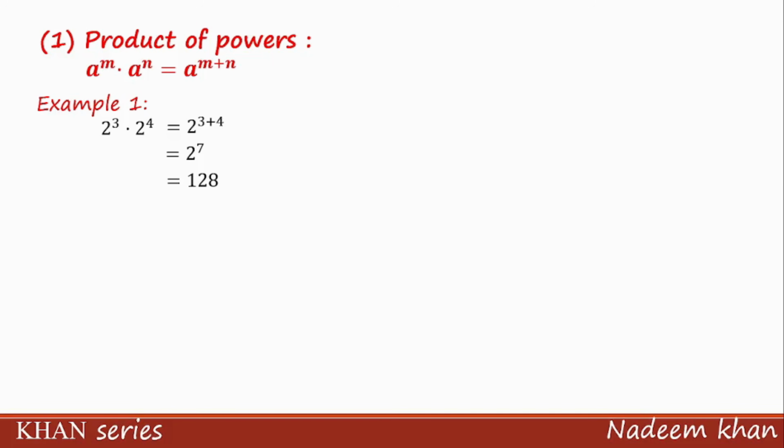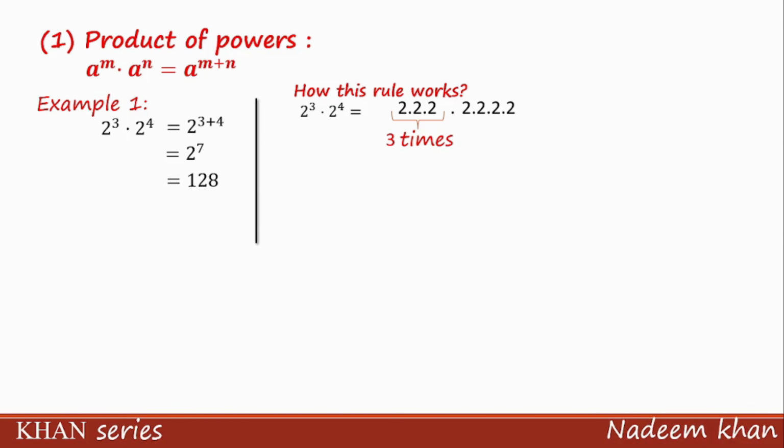लेकिन सवाल ये है कि जब बेसिस सेम हो तो एक्सपोनेंट को ऐड क्यों करते हैं, ये रूल क्यों और कैसे काम करता है, आइए इसको समझते हैं. 2 to the power 3 times 2 to the power 4. 2 to the power 3 means 2 is multiplied by itself 3 times. 2 to the power 4 means 2 is multiplied by itself 4 times, which is 7 times in total, which is 2 to the power 7, which is 128.